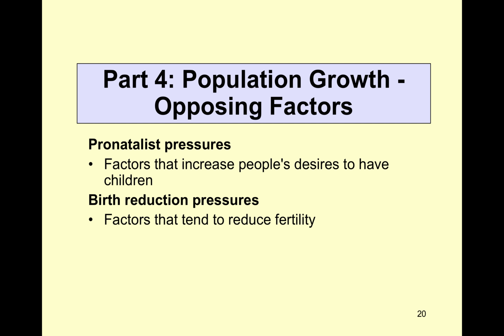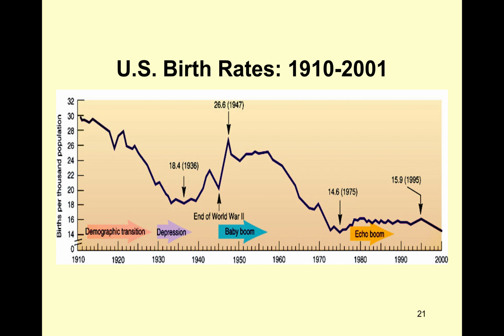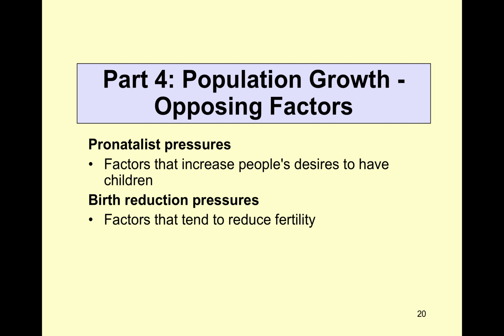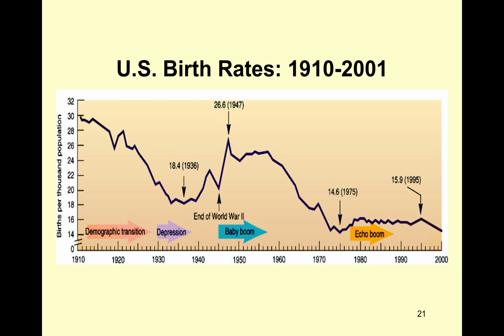Okay, so pronatalist pressures, factors that increase people's desire to have children, birth reduction pressures, factors that tend to reduce fertility. Okay, so I kind of already talked about those things. Factors that increase people's desire to have children. If things are going well, you're more likely to have kids. If things are going poorly, you might not have as many kids. Religion plays a part. Your society has a part.